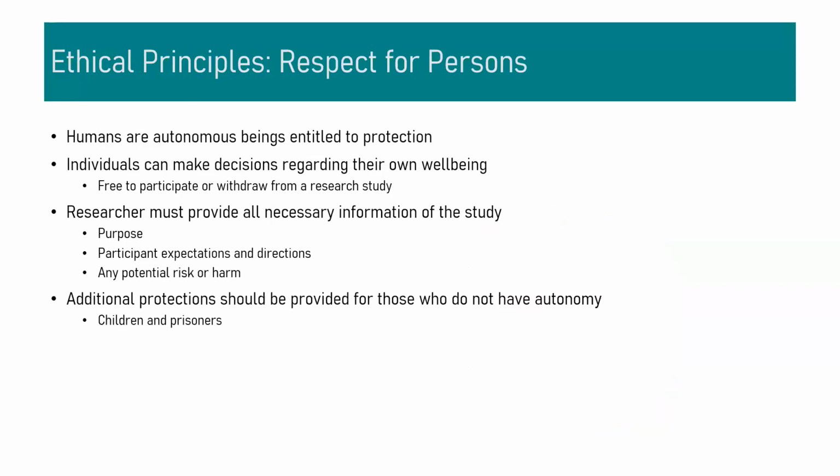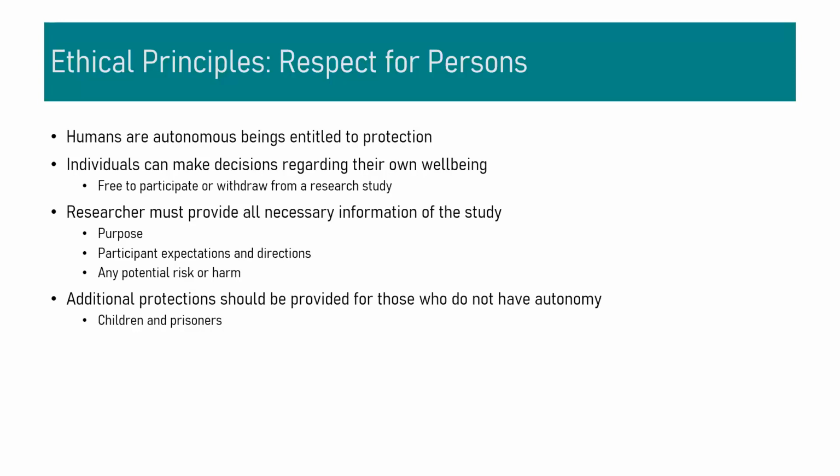Respect for persons states that human participants are autonomous beings who are free to choose to participate or withdraw from a research study. So for the participants to be able to make that choice to either participate or not to participate, the researcher must provide participants with all of the necessary information of the study. That includes the purpose of the study, what the individual is expected to do, and the potential risks of harm that may occur due to the study.